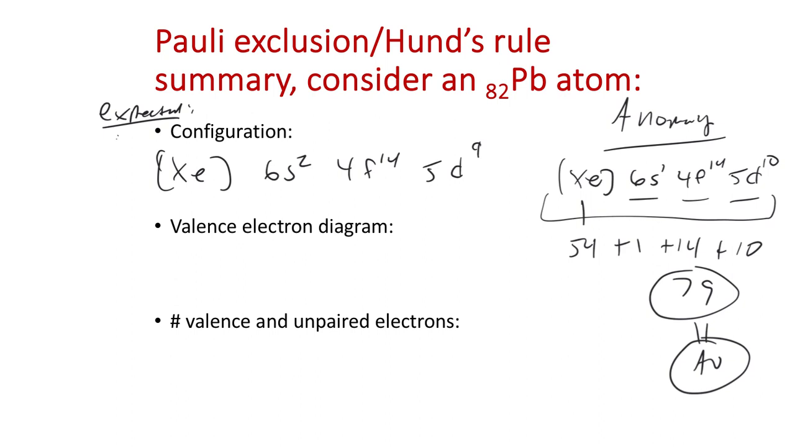The F block gets strange too. They can move electrons around, but it's only for a small handful of those. So just know that there are some of these anomalous configurations. Let's do the valence diagram for the anomalous configuration.